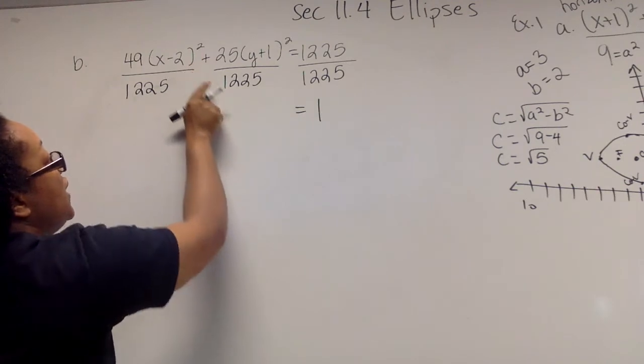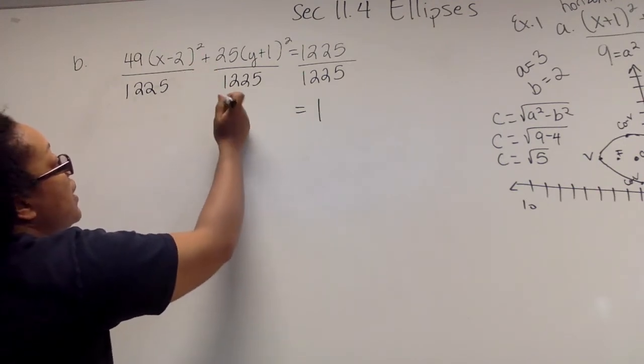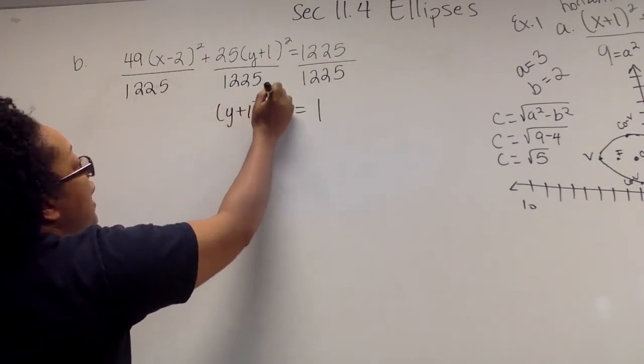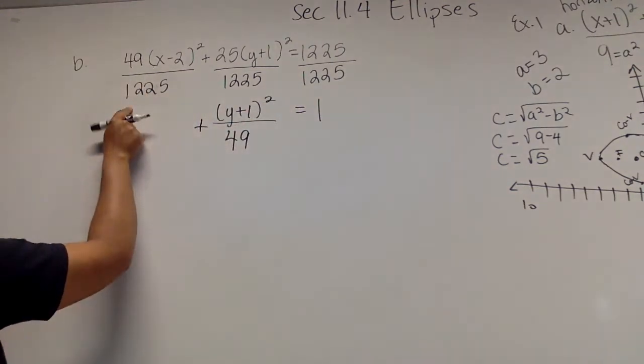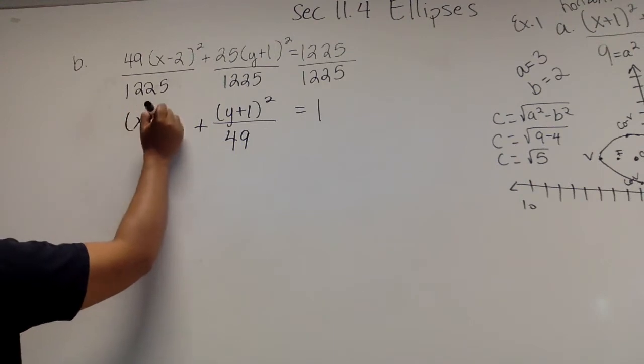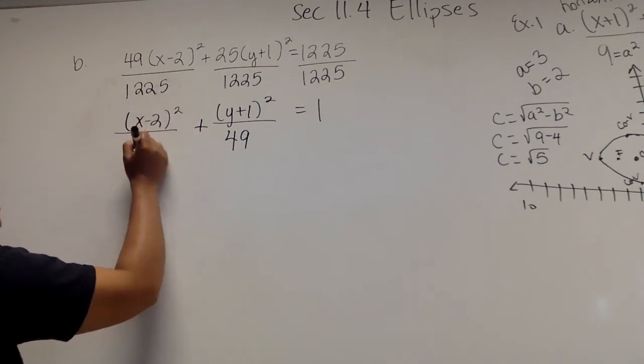So if we reduce this down, we get this equal to 1, which is what we want. And then if you divide 25 into this number, you end up getting 49. And if you divide 49 into 1225, you end up getting 25. So now we're ready to go.